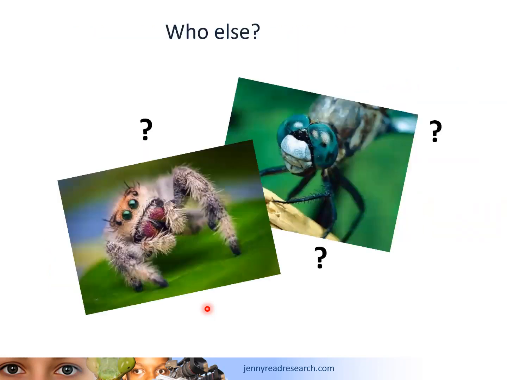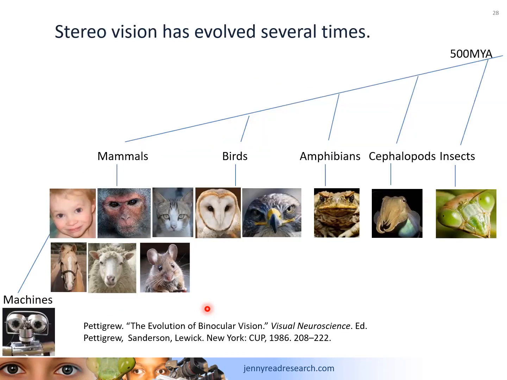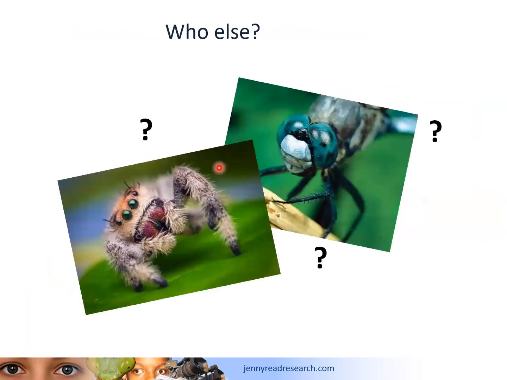You might reasonably ask, well, what about other animals? What about jumping spiders or dragonflies or whatever? I think it's very possible that stereopsis may be extremely widespread, especially since the previous slide implies that stereopsis has evolved independently at least 5 times, because even the common ancestor of birds and mammals has a different substrate for binocular vision. So it's been discovered a lot of times in evolution, which suggests to me that it's very useful.